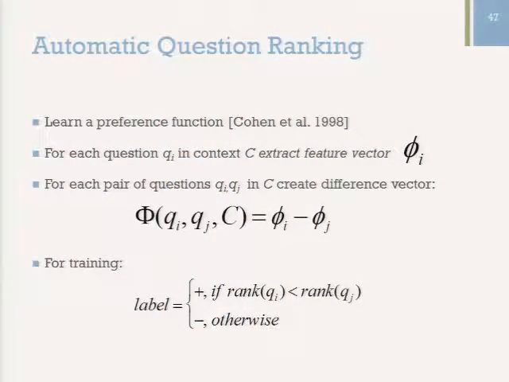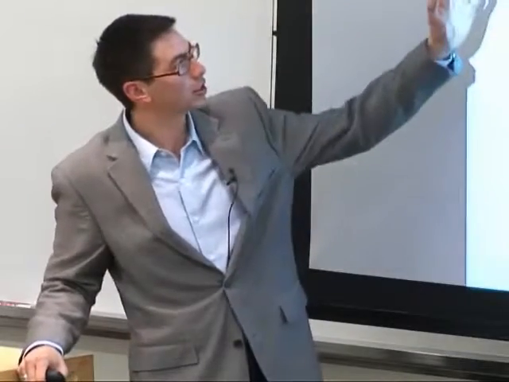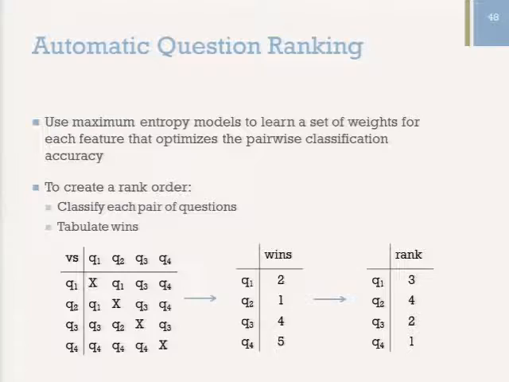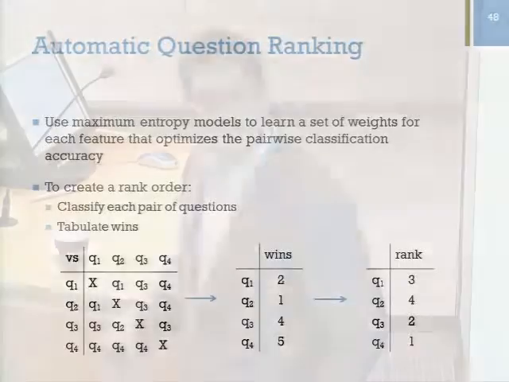So to actually learn and to actually do question ranking, we use a pretty standard approach of learning a preference function. We're going to take a feature vector that we extract from a question and possibly its context and another question, take the delta, and then train a binary classifier to tell me this question is better than another question. And we're going to run it both ways. And we're going to build a win table, and the result of this wins gets us the canonical ranking as far as that goes.